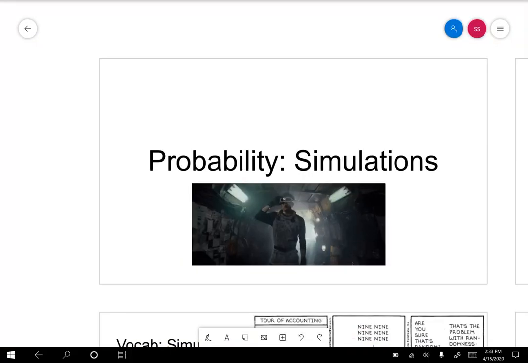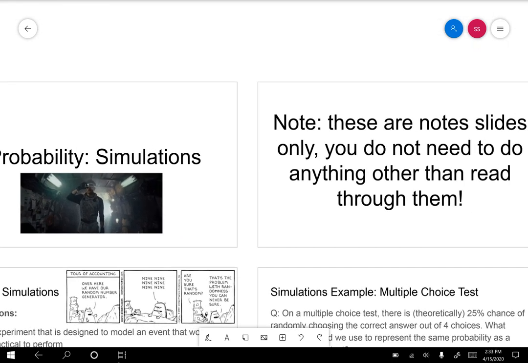All right, you guys, today we are going to talk about probability simulations. Okay, now one thing really quick before we get started.